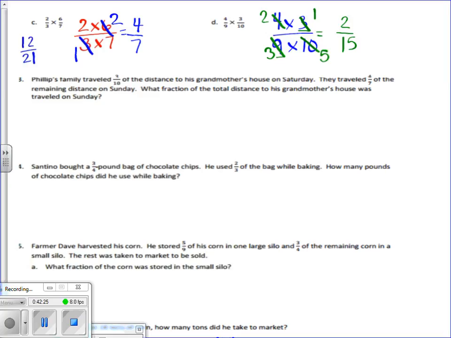So this is like a shortcut. It's a shortcut to simplifying. Because if I had left this alone, I would have had 4 30ths, and you would have had to simplify by 2. But now you don't have to because you already did it.